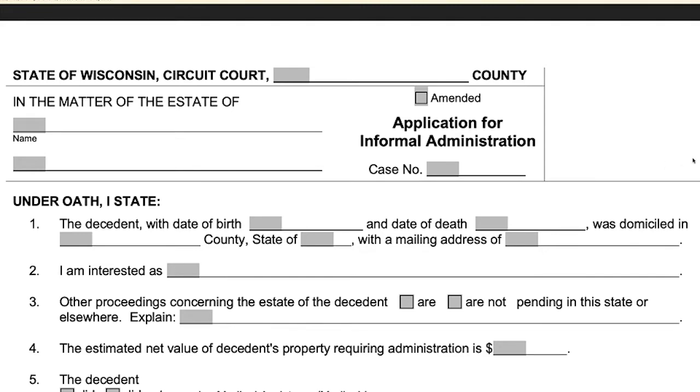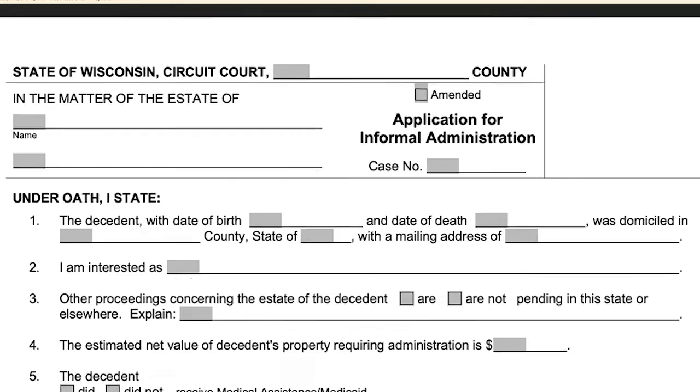You'll see a white square up to the top right-hand corner of the form. Don't put anything there. That is for the clerk of courts, and that is where they will file stamp the application when you file it with the clerk.